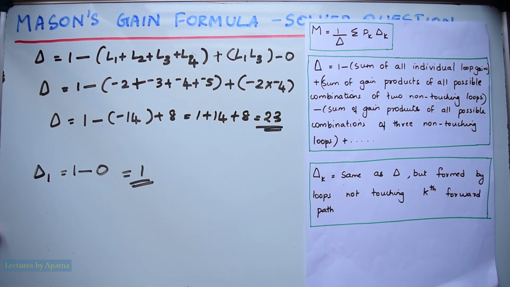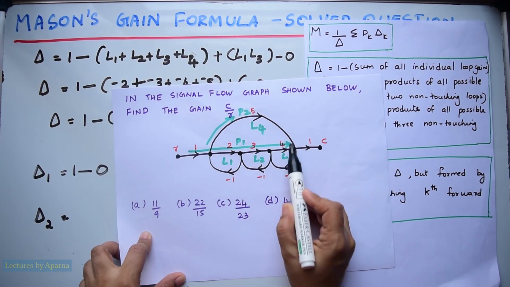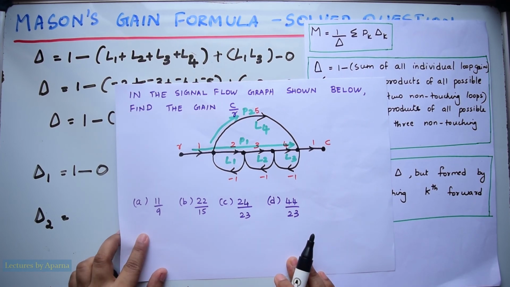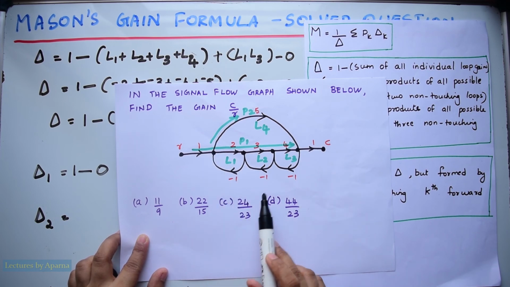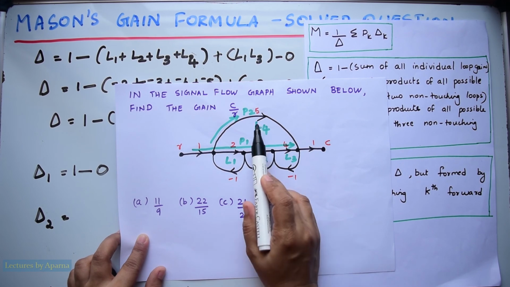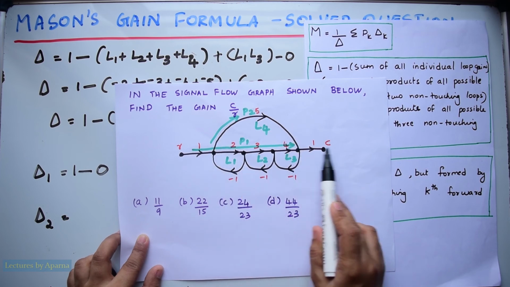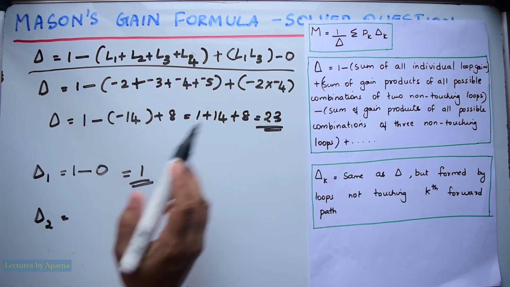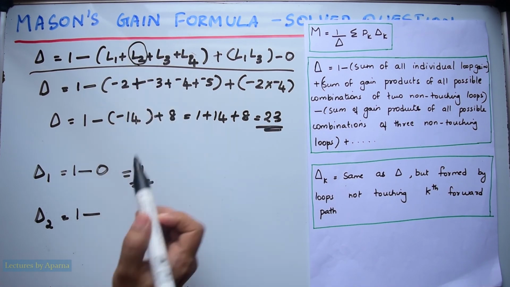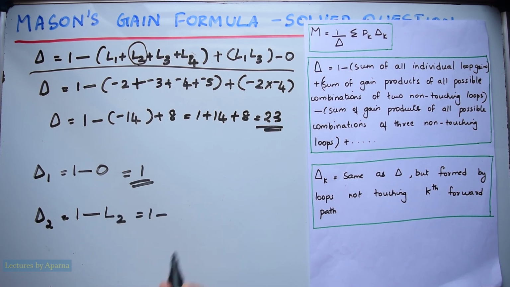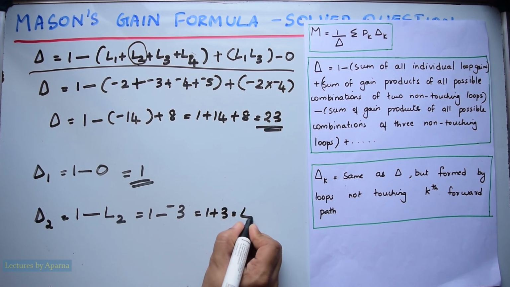Now we have to find delta 2. The second forward path is this. So which loops are not touching this forward path? You have to find out. L1 is touching this forward path. L3 is also touching this forward path. L4 is also touching this forward path. Only the loop that is not touching this forward path is L2. So from this equation, you have to write delta 2. Delta 2 is equal to 1 minus, keep only the L2 term. So that will be L2. That is 1 minus L2, which is 1 minus minus 3, that is equal to 1 plus 3, that is equal to 4.